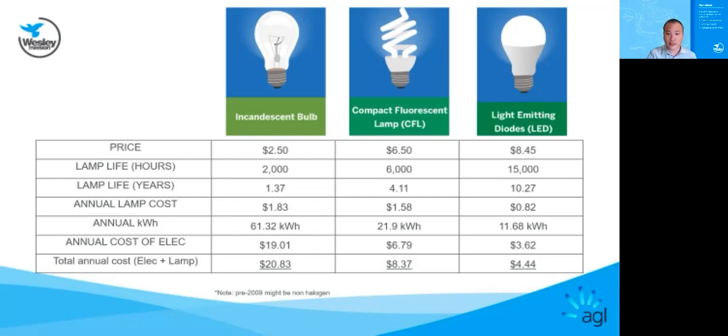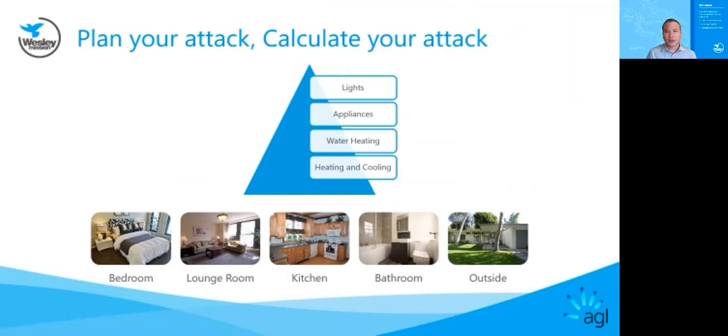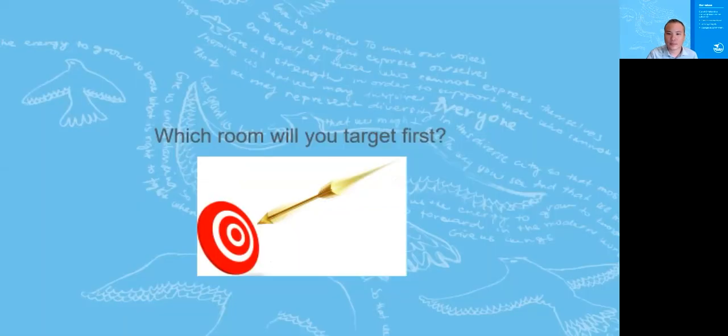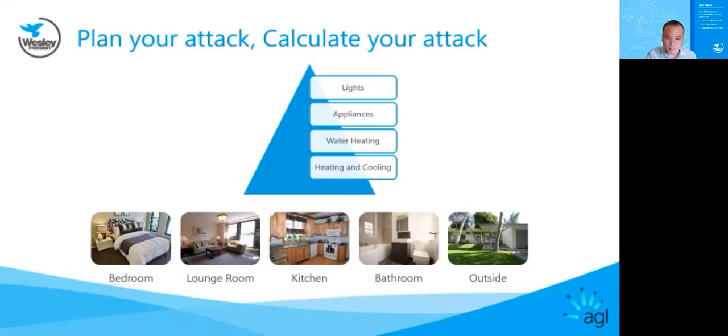So LED is important. So if we think about our home, heating, cooling, water heating, appliances and lights, I want you to think about where in your home you are eating up the most electricity. Is it your bedroom, your kitchen, your lounge room, your bathroom, or outside? So which room will you target first? And which room needs a change of light bulbs?